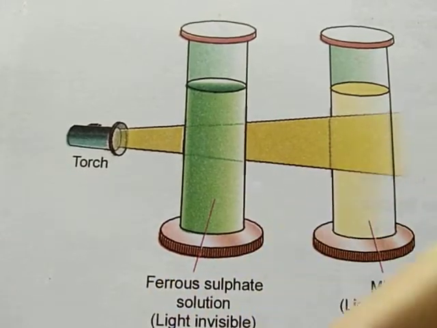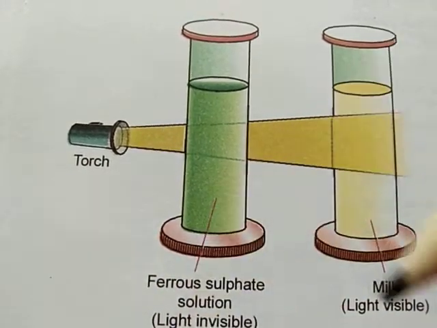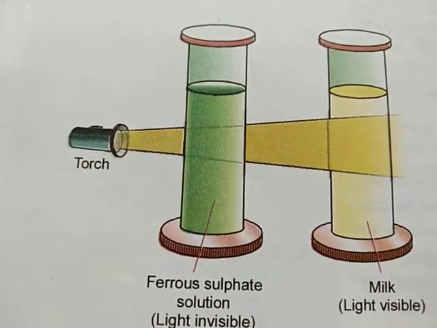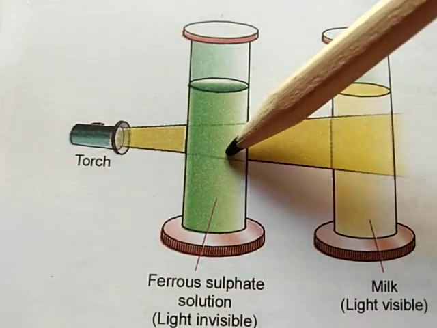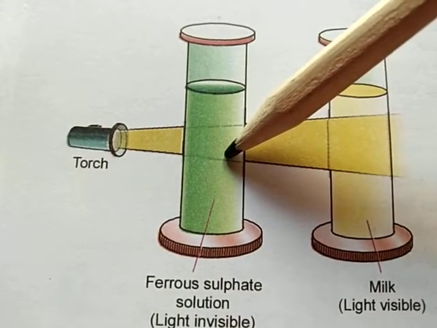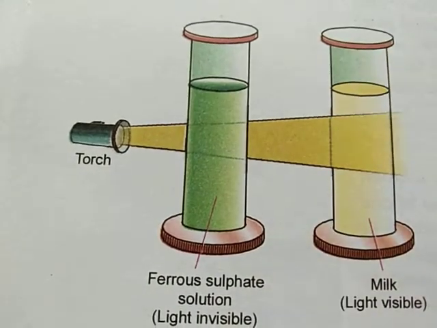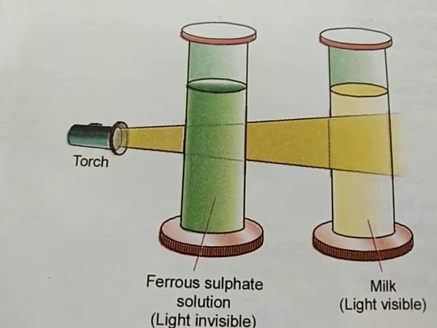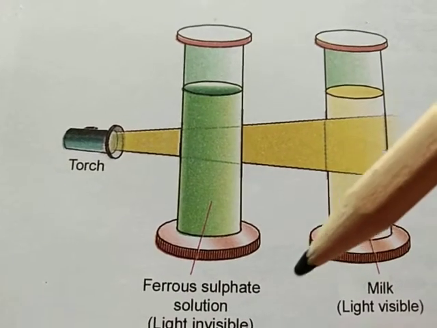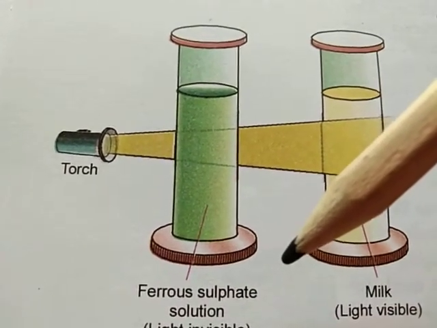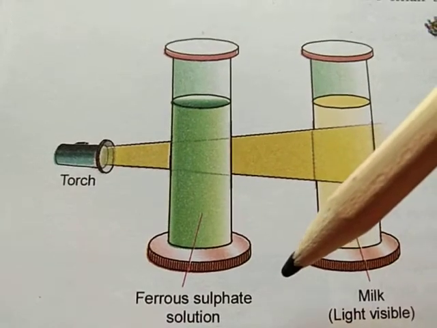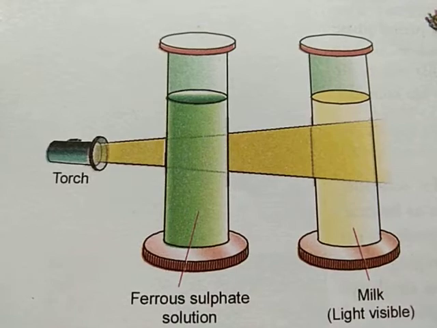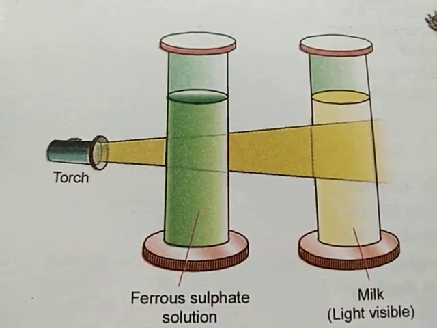Focus a torch on these jars and these are kept in a dark place. The torch light will not be visible in ferrous sulfate solution, this one. But the same can be seen in milk solution. Ferrous sulfate solution is a true solution, so it does not show any Tyndall effect. But the effect will be noticed in the milk, which is an emulsion.